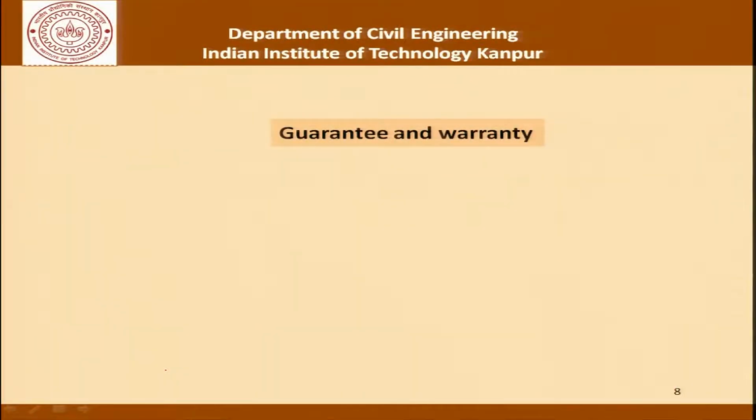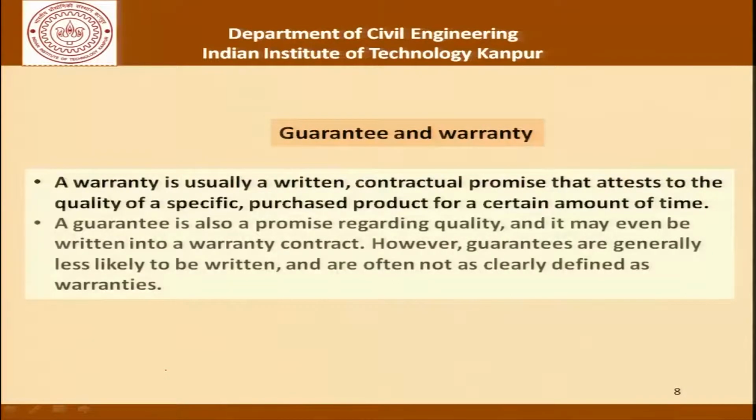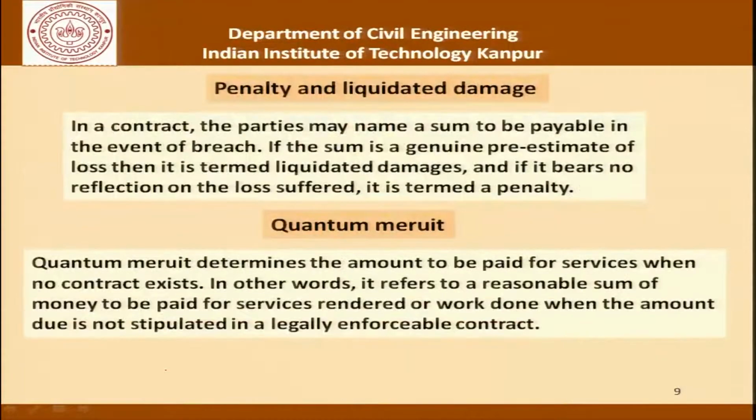What is the difference between a guarantee and a warranty? As far as a warranty is concerned, it is a usually written contractual promise that attests to the quality of a specific purchased product for a certain amount of time. As far as a guarantee is concerned, it is also a promise regarding quality and may even be written into a warranty contract. However, guarantees are generally less likely to be written and are often not as clearly defined as warranties. Then there are two terms given here, penalty and liquidated damages and quantum meruit.